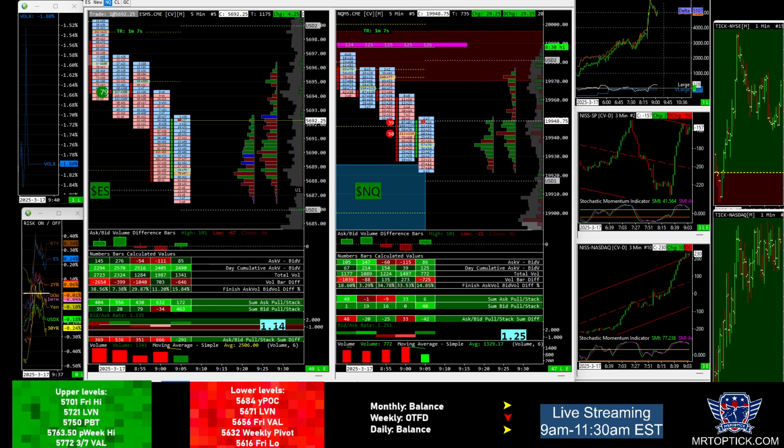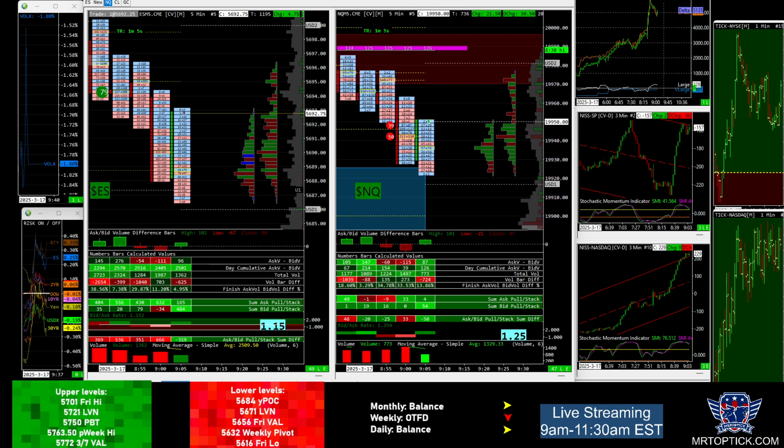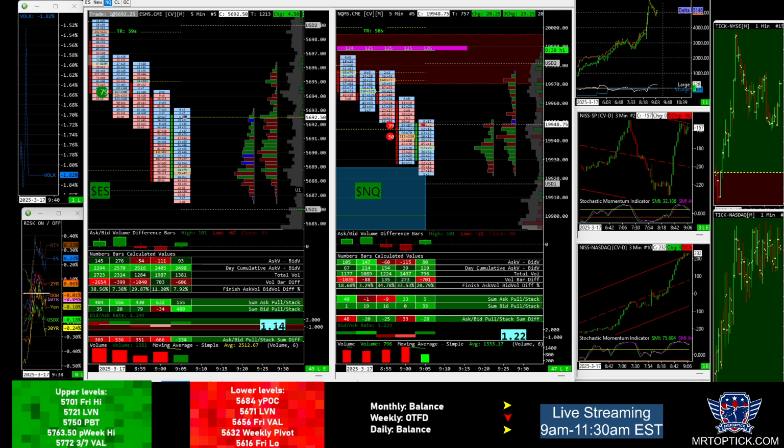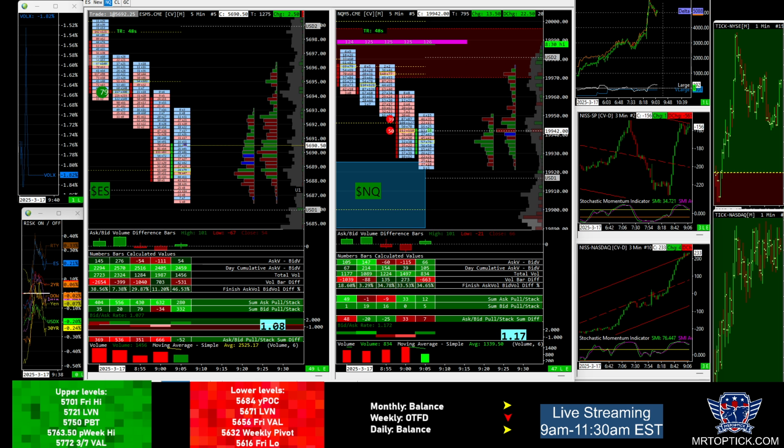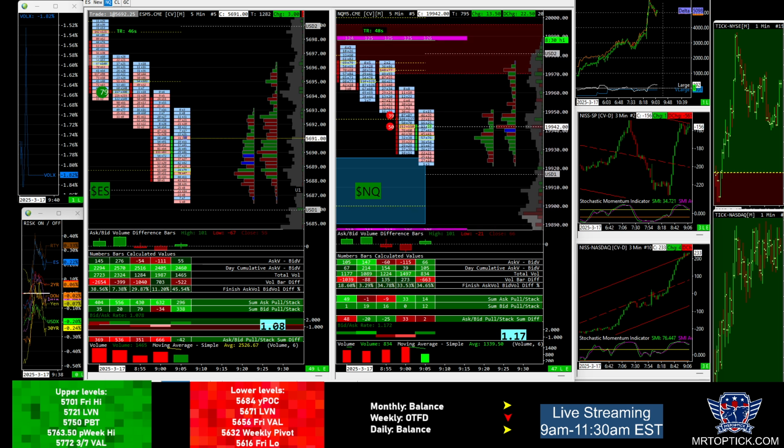So if you look at NQ, it's the same structure, right? We have the low volume area, we have all these highs here. If we hold above these highs, I have a target at 20,057 and 20,113, which is right where the previous week's high is.